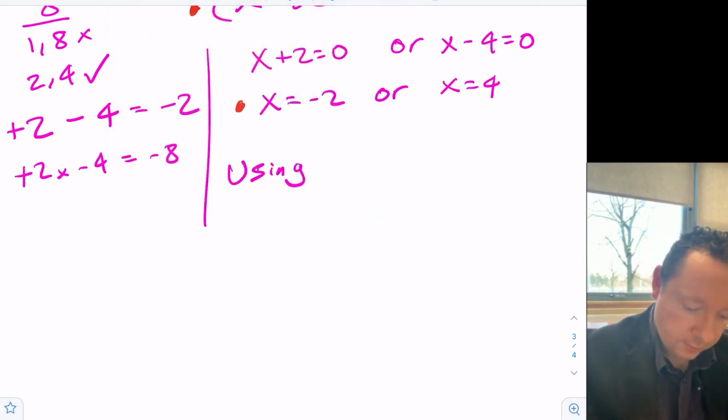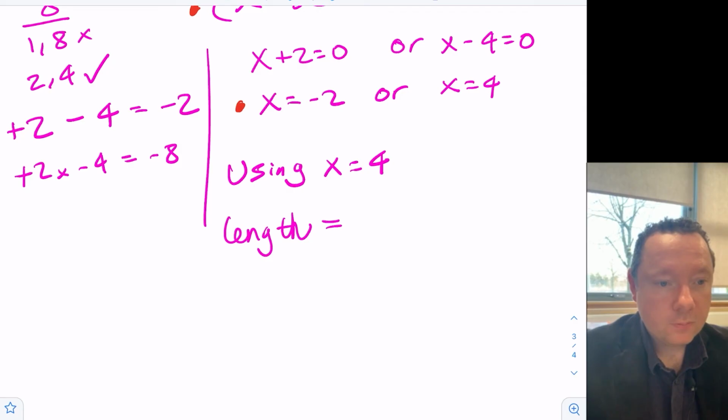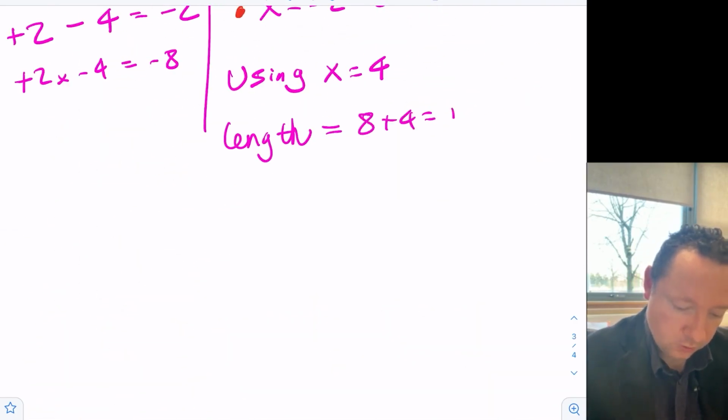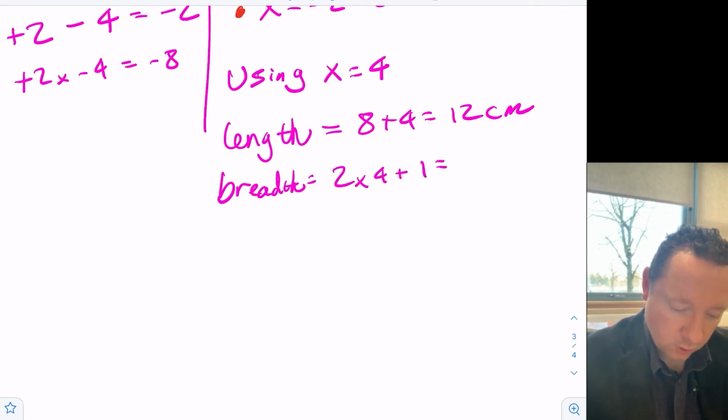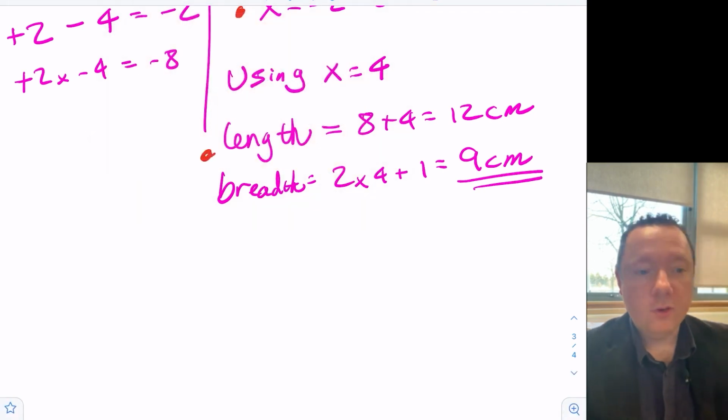So using x equal to 4, the length is, remember back at our triangle, 8 plus 4, which is 12 centimetres. The breadth was 2x add 1, so 2 times 4 plus 1, which is 9 centimetres. And we get our final mark for working that out.